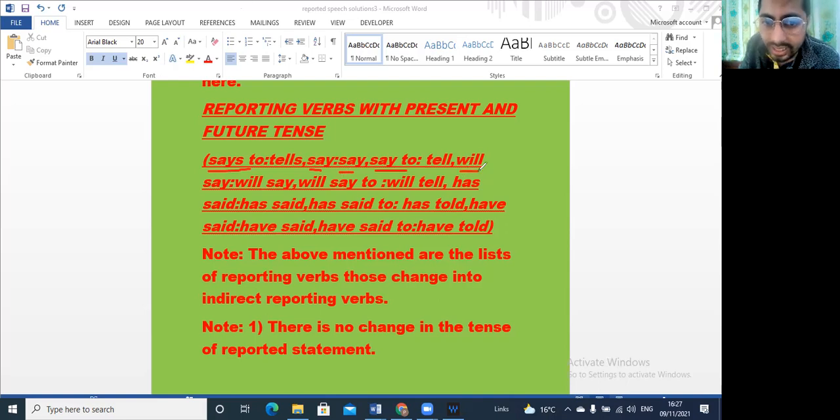Now it's the matter of simple future. Will plus verb one. Verb one is say. Will say remains the same. Again, just what we have to change: say to is changed into tell. Just do it. Will tell.